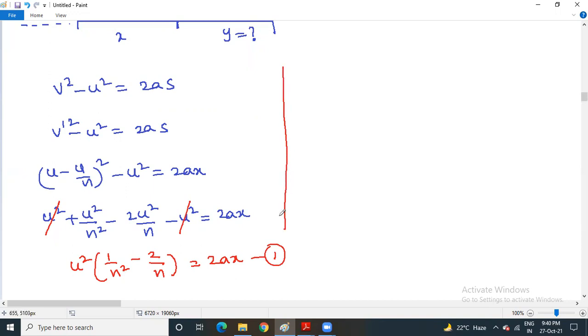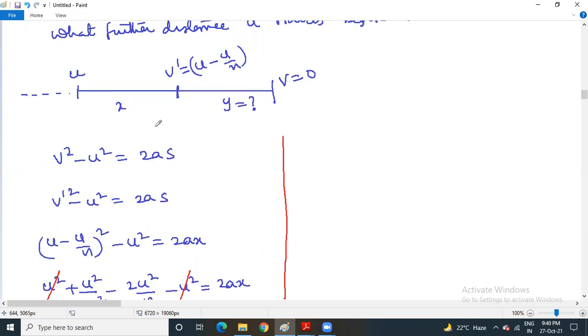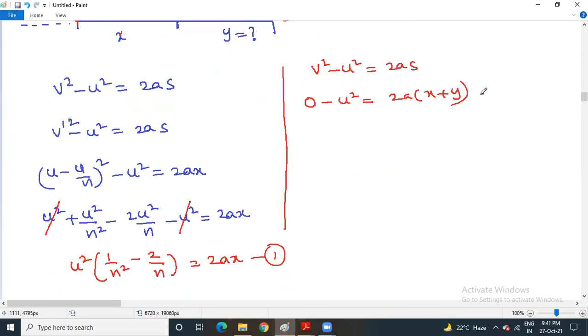Now let us proceed with the total. Total means initial velocity u and final velocity 0. So the total distance traveled is when the velocity changes from u to 0. Therefore v square minus u square is equal to 2as. Once again let us apply it: v is 0, so minus u square is equal to 2a of x plus y, the total distance. Call this equation 2.